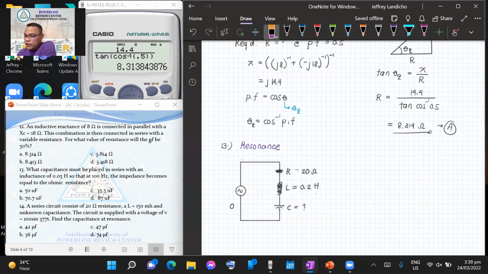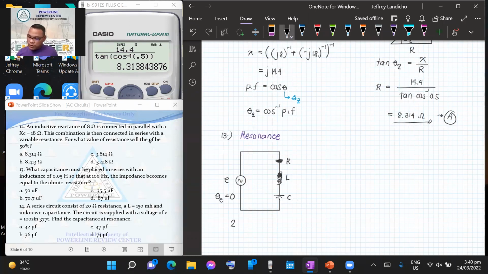So let's say we have a series RLC, tanggalin ko muna itong mga value, which is connected across an AC source. And let us consider the reference is your voltage. So, ano magiging behavior ng ating circuit at resonance?